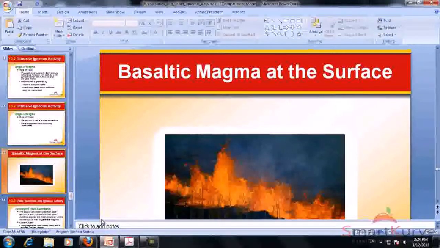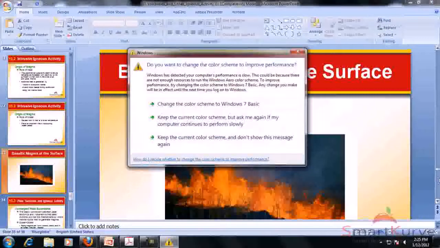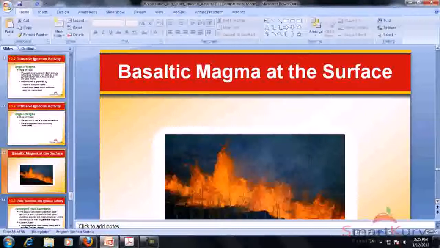Page 33, we see an example of basaltic magma at the surface. Remember, basaltic magma is our very low silicate, high alkali lava. Because it's low in silicates, it's going to be very low viscosity. It's going to be more liquid. So you can see that hot liquid magma there. It almost looks like water splashing around. That's because it's low in silicates.